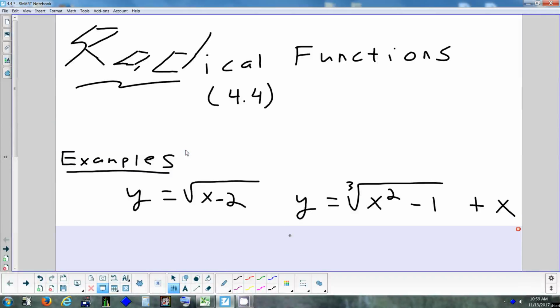How do you tell if it's even or odd? You just look at the number that's right there. That number is called the index.